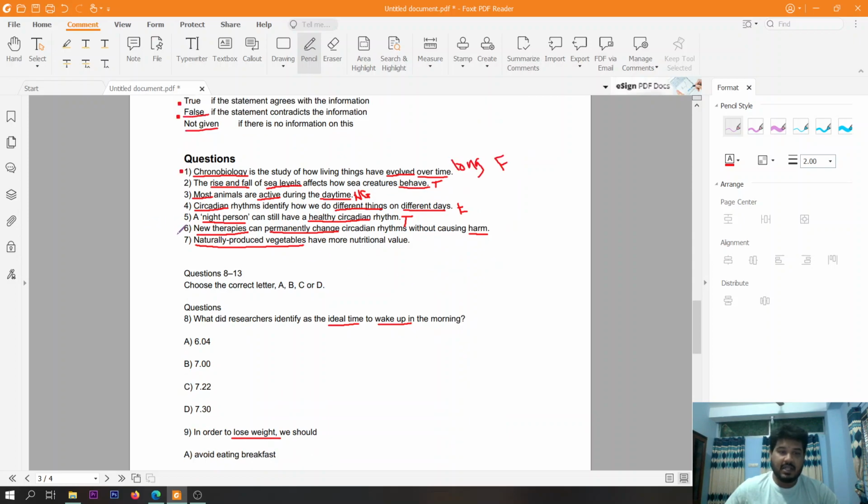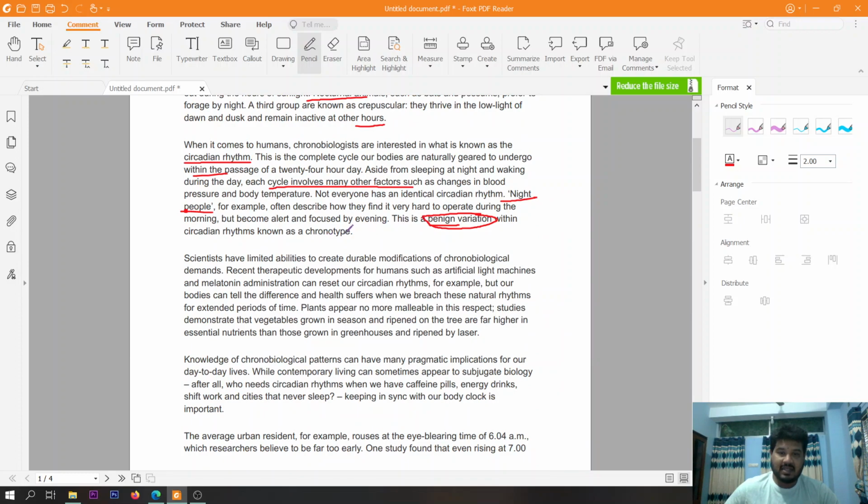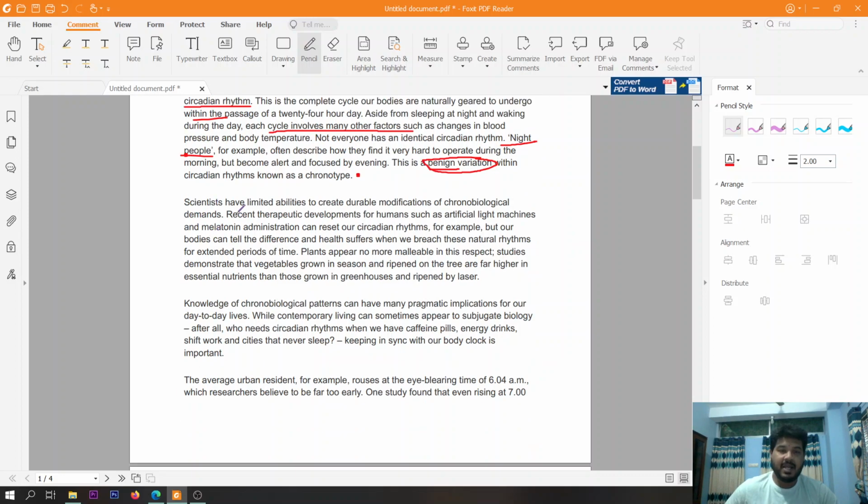All right, now the next one. The next one says, new therapies can permanently change circadian rhythms without causing harm. Here I have underlined new therapies, permanently change, and here we have harm. So causing harm or harm, it doesn't really matter how much you mark here. So let's go back to the passage again. And here, we got the last answer in the last line of the paragraph. Now we're going to the next paragraph immediately.